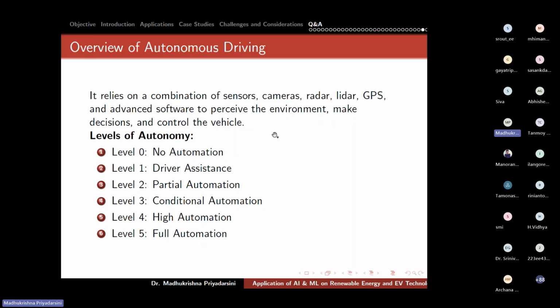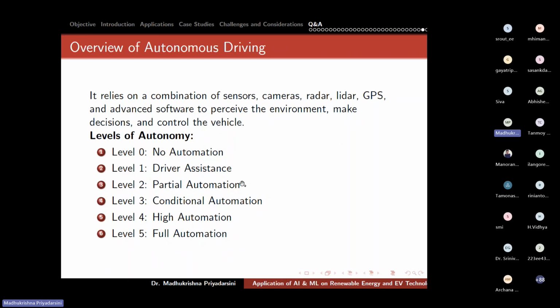So this is how, with the combination of all these techniques, we go for autonomous driving inside EVs. And these are the levels of autonomy present in autonomous driving. All of you must have heard about the Google self-driving car. This self-driving car comes under high automation. So no automation means driver related: the driver is going to handle everything in your EVs.